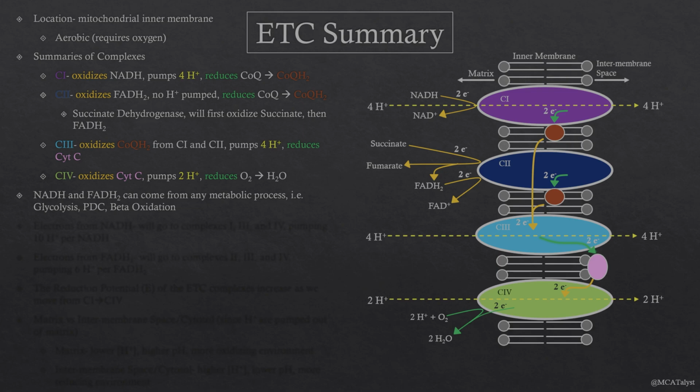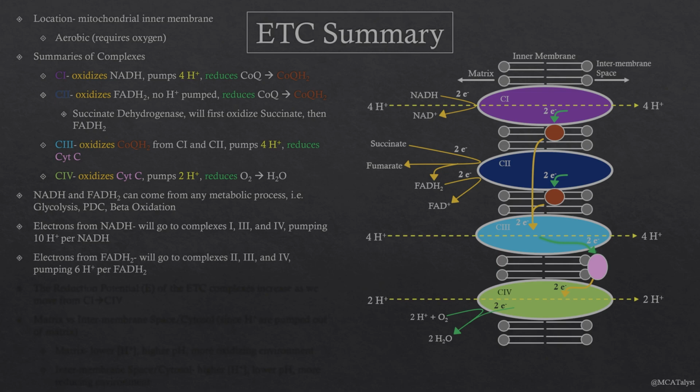Additionally, just as a reminder, the electron carriers NADH and FADH2 can come from any metabolic process: glycolysis, the pyruvate dehydrogenase, Krebs cycle, whatever. It doesn't really matter. The electron transport chain doesn't discriminate. It's just going to see electron carriers and it's going to use them. The electrons from NADH will go from complex 1, then on to 3 and 4. Those electrons can power the pumping of 10 protons per NADH.